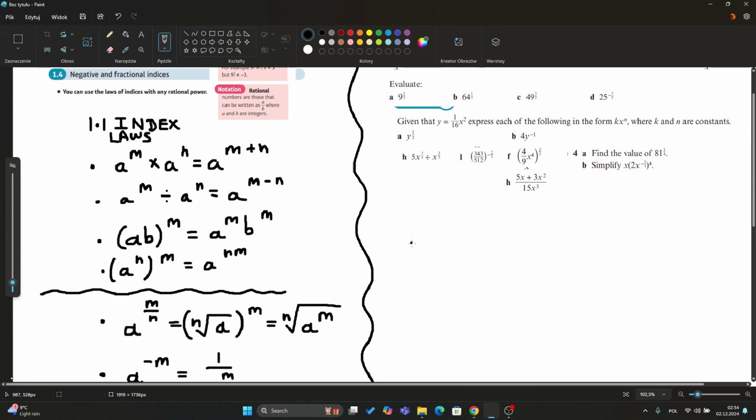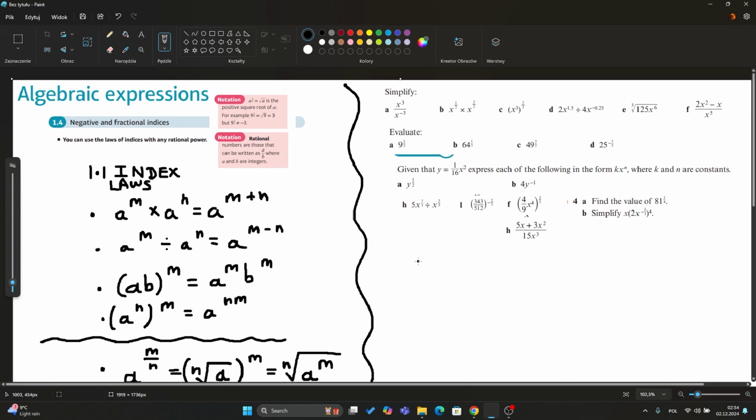Now we're going to see some examples for normal indices that we used in the first topic. So what we do here, where we have x to the power of 3 over x to the power of minus 3, this is the same as saying x to the power of 3 divided by x to the power of minus 3, which is the same as saying x to the power of 3 minus minus 3, which is plus, so it's x to the power of 6.